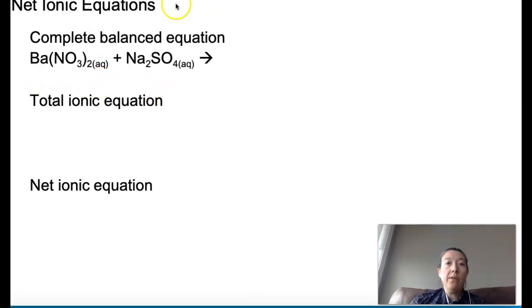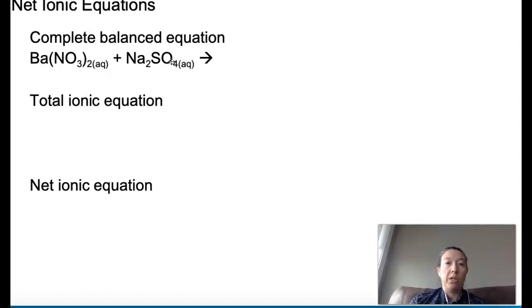All right, so other thing to review from Chem 20 would be your net ionic equations. If you remember back to last year when we worked on net ionic equations, we talked about 3 general steps. So the first step was to write your complete balanced equation, making sure that you include all of your states. The second step was to write your total ionic equation.